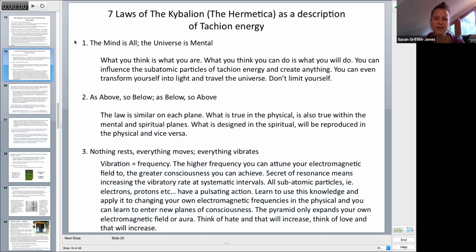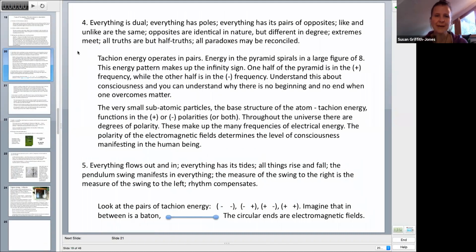The pyramid only expands your own electromagnetic field or aura. Think of hate, and that will increase. Think of love, and that will increase. The fourth one being: everything is dual, everything has poles, everything has its pairs of opposites. Like and unlike are the same. Opposites are identical in nature, but different in degree. Extremes meet. All truths are but half-truths. All paradoxes may be reconciled.